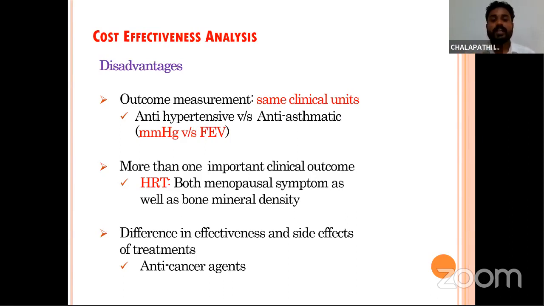Third one, difference in effectiveness and side effects of treatment. That is a major issue with the anti-cancer drugs. You know that more than efficacy parameters, you will have hundreds of safety aspects when you are looking into cancer drugs. That is one challenge we have whenever we do cost effectiveness analysis. Suppose the effectiveness outcome is one, I'm checking only survival benefit. But if you look into the safety outcomes, there will be more than 10 other outcomes. So it will be very difficult for you to interpret the outcome generated out of that anti-cancer treatment. That is one disadvantage of cost effectiveness analysis.